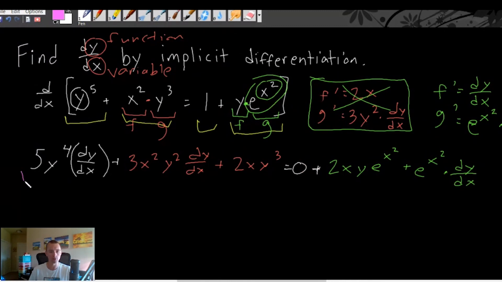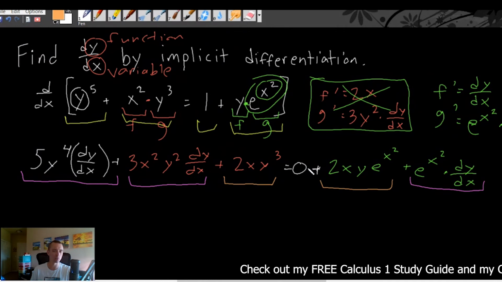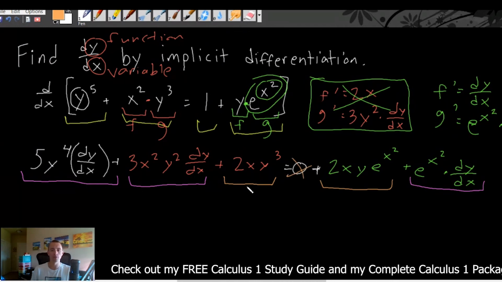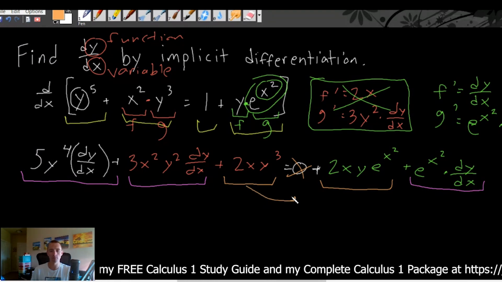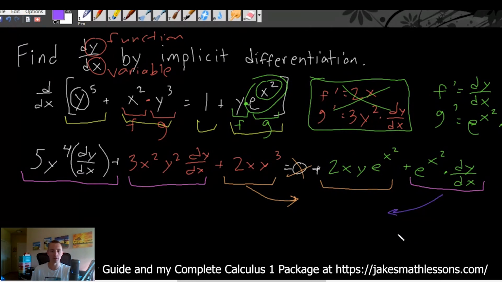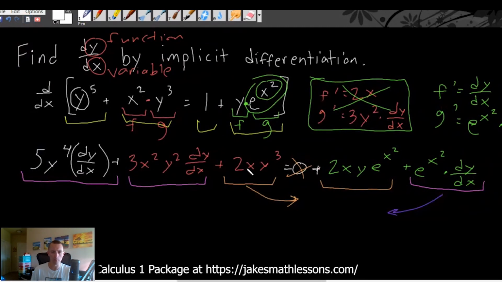So let's just mark real quick. Our dy dx terms are right here, right here, right here, okay? So those are going to need to be on one side of our equation, and our non-dy dx terms are here and here. Here we have a plus 0. That doesn't really do anything, so we'll just get rid of that. So we need to move this term over to that side of the equation, and then we need to move this term over to the other side of the equation, to the left side. So first thing we will do is minus 2xy cubed from both sides.